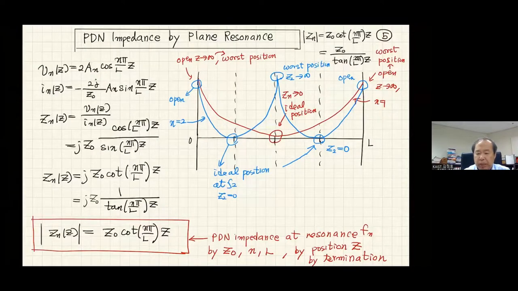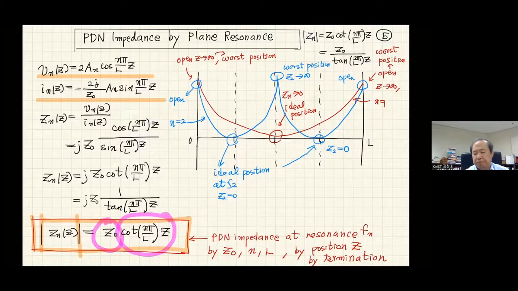Now let's take a look at this with respect to impedance. In the previous slide, I was able to derive the voltage function and current function. Then we can obtain the impedance. Voltage can be divided by current, and if I derive the amplitude of impedance, it's going to have two terms. The first one is wave impedance, and the second one is the cotangent function, because it is sine divided by cosine divided by sine, so we're going to have a cotangent function.